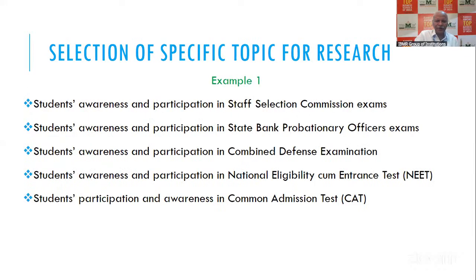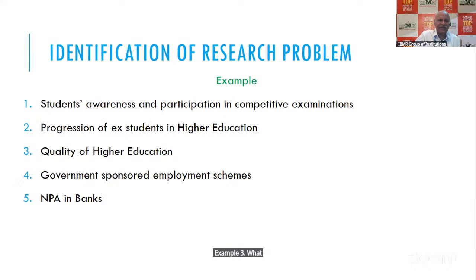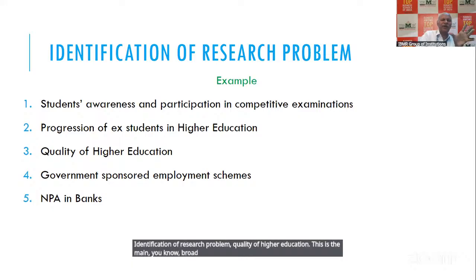These we have explored. Then we have taken another example, example 3. What does example 3 say? Quality of higher education. Identification of research problem: quality of higher education. This is the main broad research problem I have identified. That quality of higher education again is being explored.